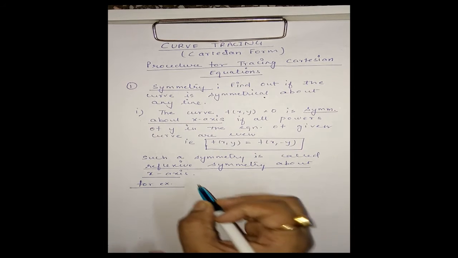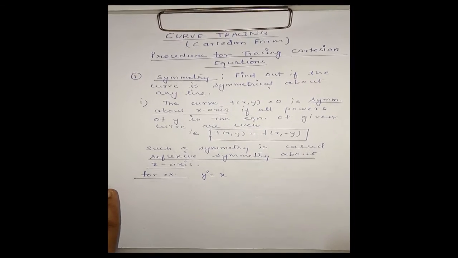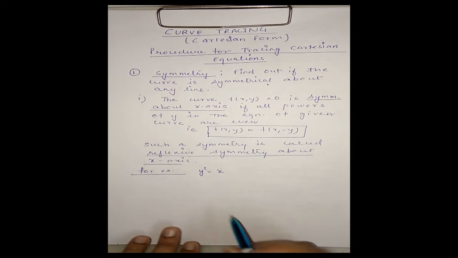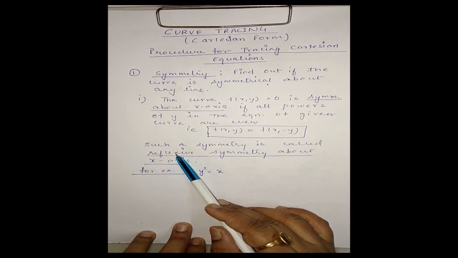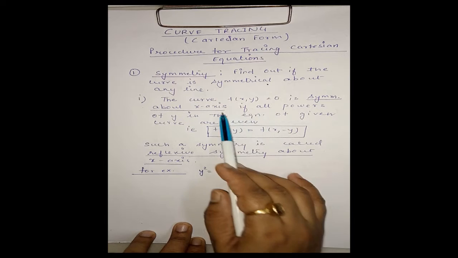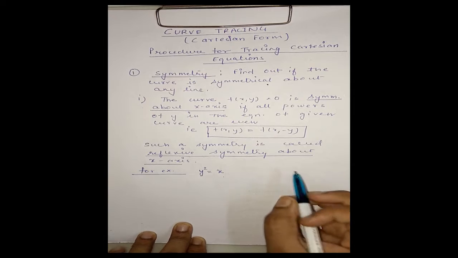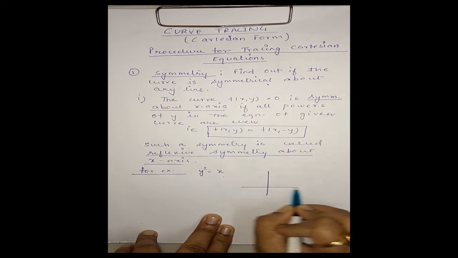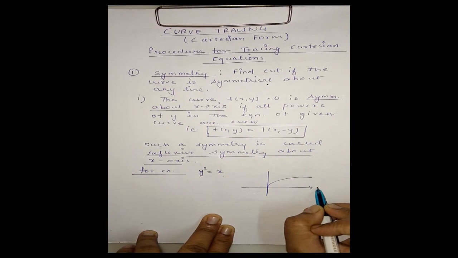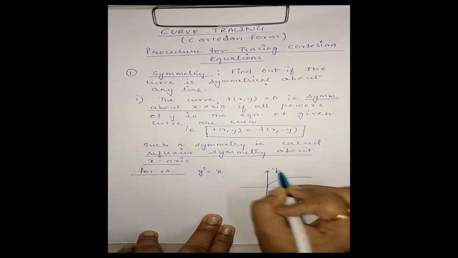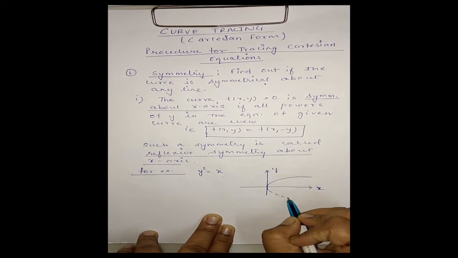For example, consider the curve y² = x. As we know, this is the equation of a parabola. Here in this equation, y has even power. That means it is symmetric with respect to the x-axis. Now, in order to trace this curve, it is enough to first sketch the graph above the x-axis, then take its reflection about the x-axis in this way.